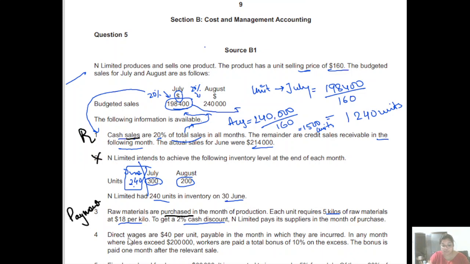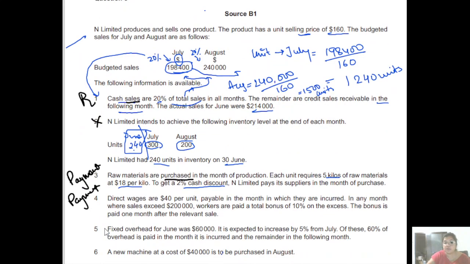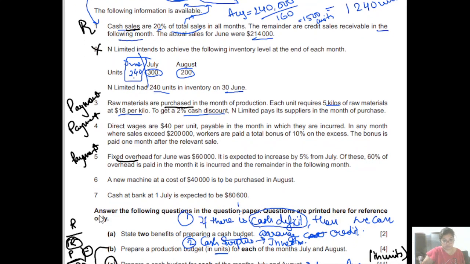So the fourth point, direct wages. Again, direct wages is your expense, so again payment. Okay, in the fifth point, they give information related to the fixed overhead, which is your expense, so again the fifth point is also on the payment side. And the sixth one is a new machinery purchase in the month of August, so again purchase means payment. Now use this information and use the format which I told you.